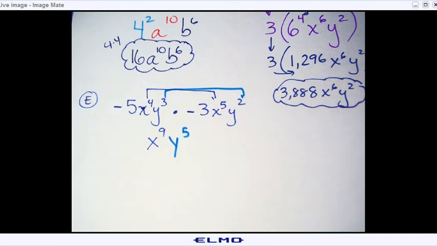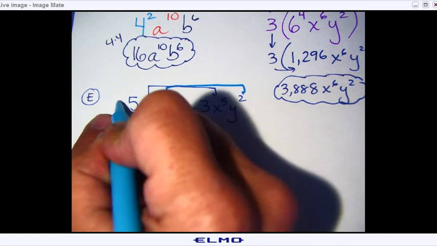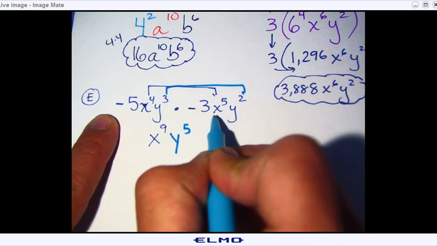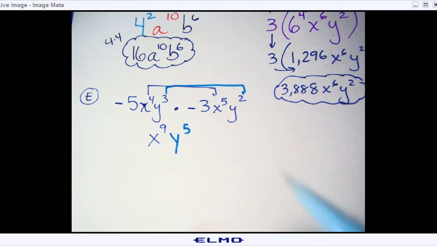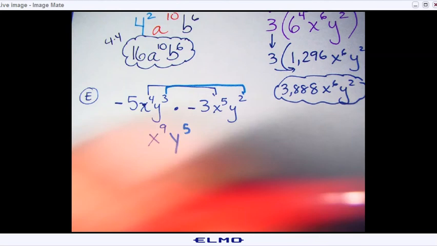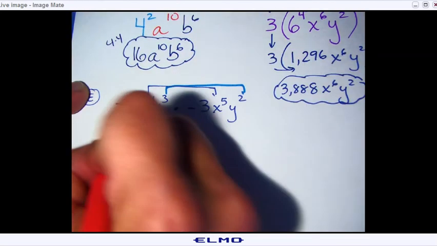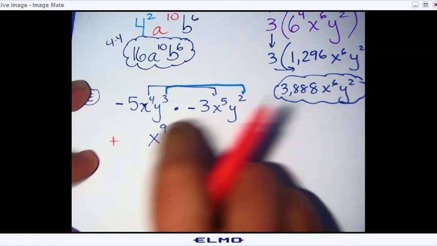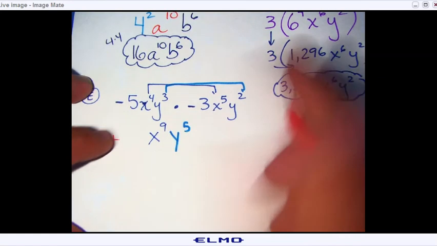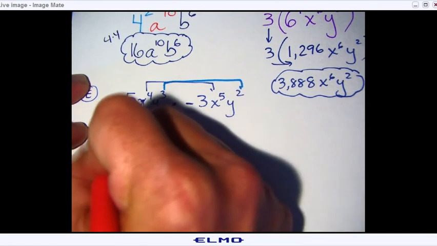Now, what about the numbers? See, the numbers, you're going to multiply. So what's negative times a negative? Negative times a negative is a positive. Remember, stand and deliver. Negative times a negative is a positive. One more time, negative times a negative is a positive, right? So it's positive. And then 5 times 3, 15. 15, and there's your answer. Okay, that's it.